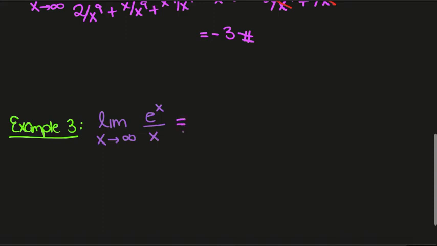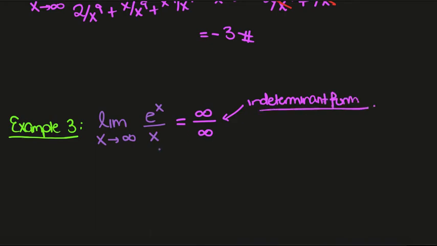To apply L'Hopital's rule, there'll be a separate video on L'Hopital's rule shortly, by the way, we need to check that we get an indeterminate form. So if we put this in, what we see is that e to the x goes to infinity and x goes to infinity. So this thing is an indeterminate form, meaning it could be anything. We just don't have enough information on the face of it.